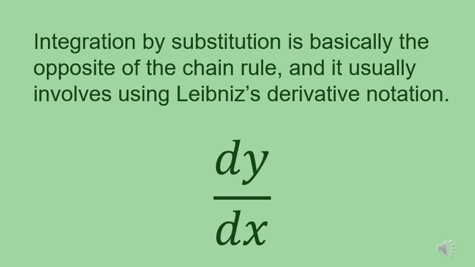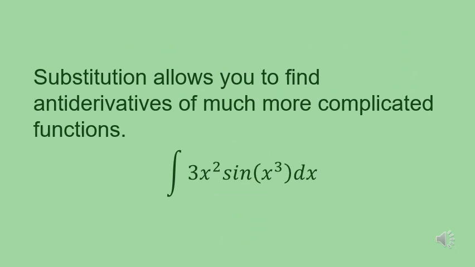And when we do it, we are going to use that dy dx Leibniz derivative notation. And what's going to happen is we will see functions that on the surface look a lot more complicated than what you've done before, but we need to be able to find the antiderivative of things like 3x squared sine of x cubed dx.